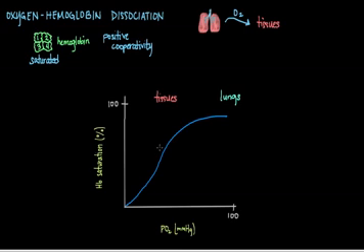Now, the partial pressure of oxygen in the blood at which the hemoglobin is around 50% saturated is typically around 26.6 millimeters of mercury for a healthy person. And this point in the graph is known as the P50. Now, in the presence of disease or other conditions, hemoglobin's affinity for oxygen can change, and this consequently shifts the curve to the right or the left and changes P50 accordingly.